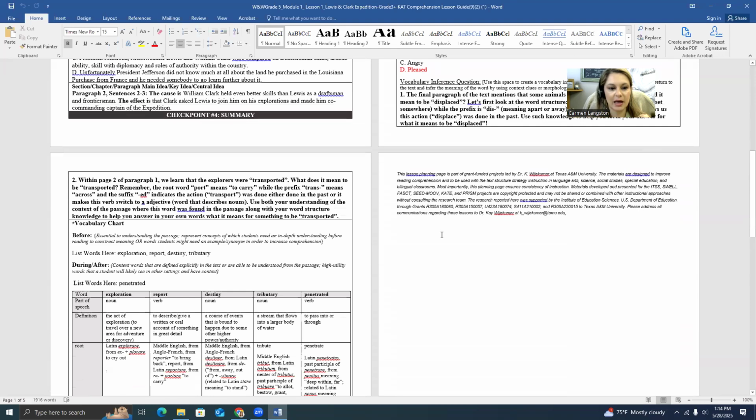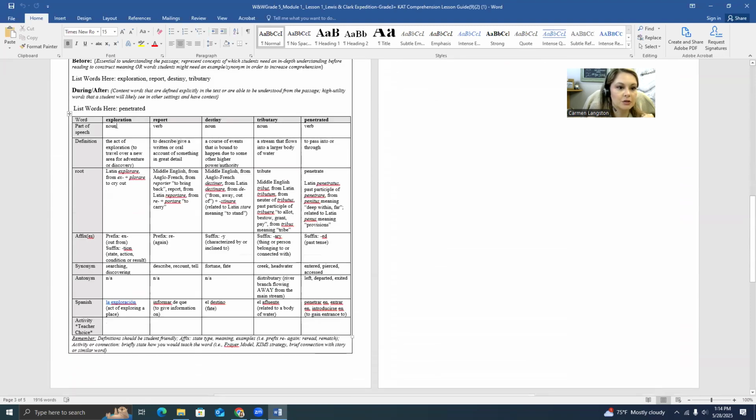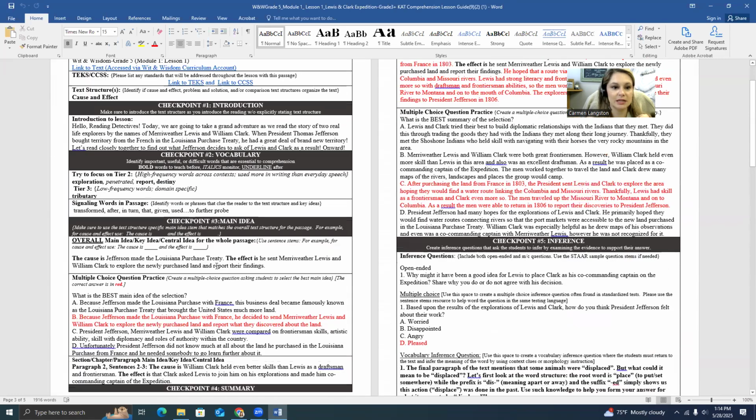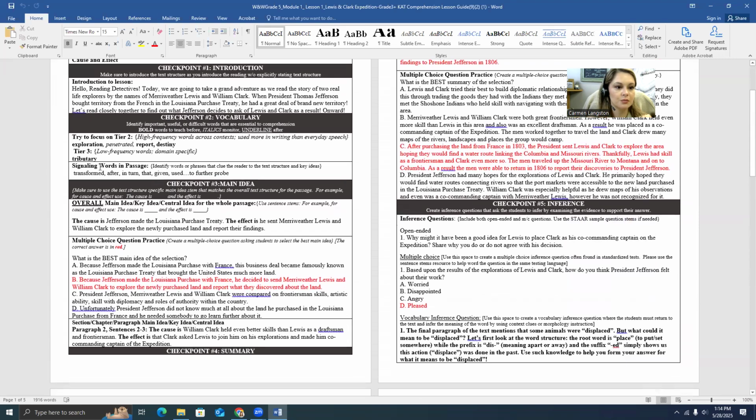And they have at the back a matrix. So we have report and destiny right here. It's going to tell me that it's a verb. Here's the definition, and down here are some synonyms or antonyms if there were any. It also tells you how to say it in Spanish. So all of that's done for you. I said for them to listen for any signaling words to see if there was any kind of a problem or hints at the text structure.